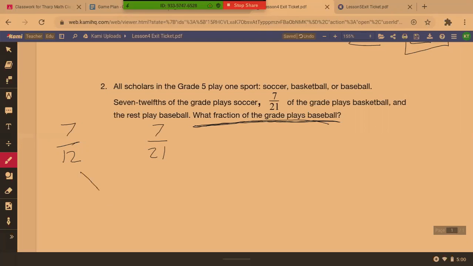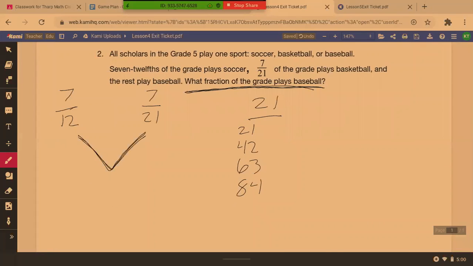Well, we need to find a common denominator for 21 and 12. So let's look at the products of 21. So I know 21, 42. What else do we have? 63. What could be another product of 21? Let's do one more for good measure.